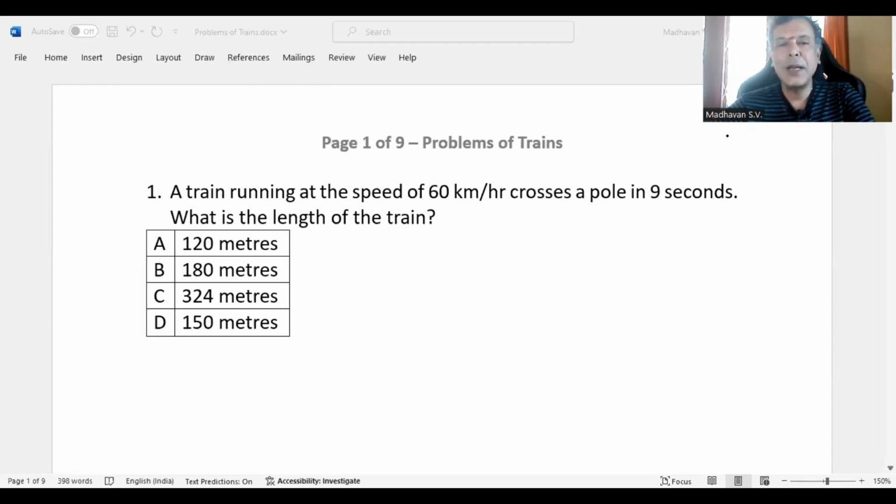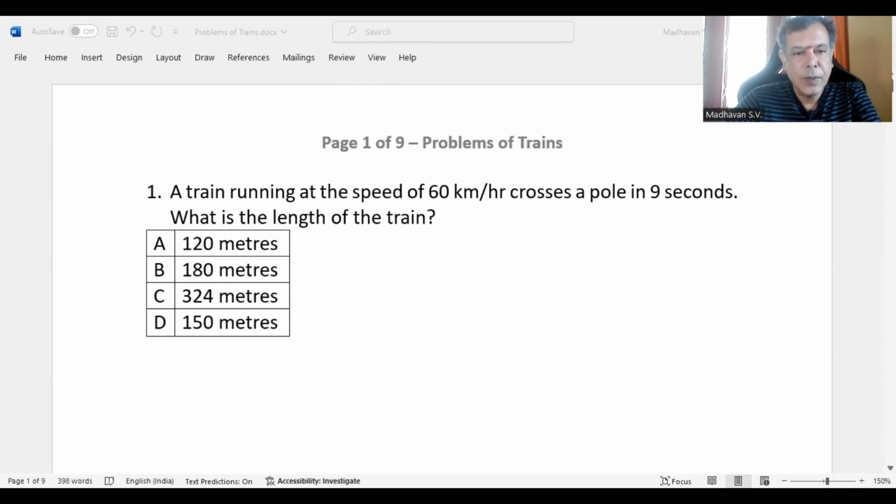As a part of quantitative aptitude, the next topic we are going to see is problems on trains. A train running at the speed of 60 km per hour crosses a pole in 9 seconds. What is the length of the train? Here the options in the answer are given in terms of meters, which means that we need to convert the speed from kilometer per hour to meters per second.